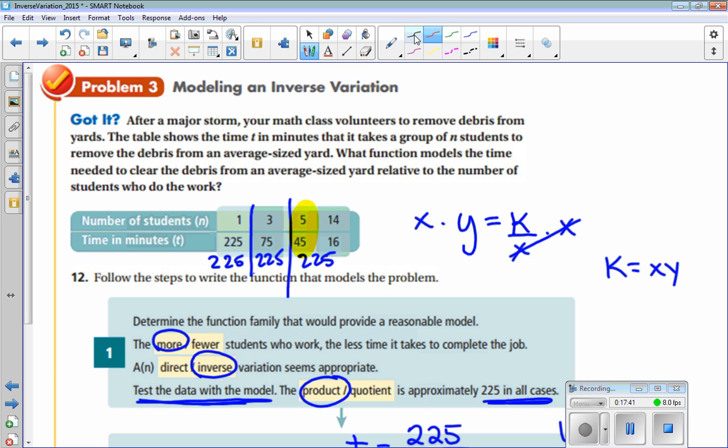So we're going to say y equals k over x is our model. Let's pick k over 5. What's y? 45. Travis, what do I do to solve for k? Multiply by 5. What's 45 times 5? That's how I knew I got 225. So if you want to do that, great.